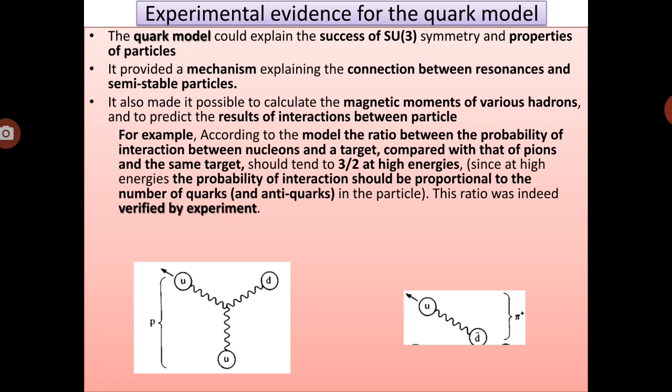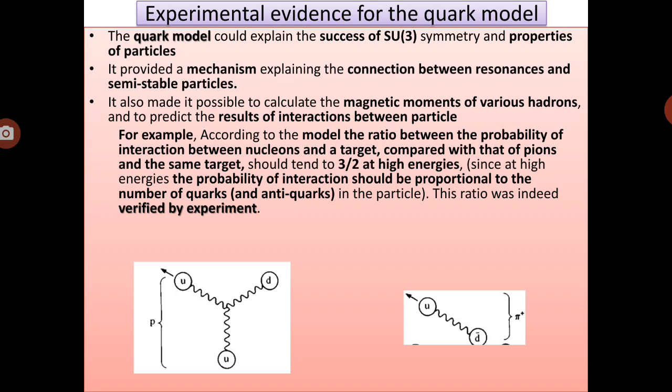The Quark model successfully explained the success of the SU3 mechanism, and also provided a mechanism explaining the connection between resonances and semi-stable particles. It also made it possible to calculate the magnetic moments of various hadrons and to predict the results of interaction between particles. For example, according to the Quark model, the ratio between the probability of interaction between nucleons and a target compared with that of pions and the same target should tend to 3 by 2 at higher energies, because at high energies the probability of interaction should be proportional to the number of quarks and antiquarks in the particle.